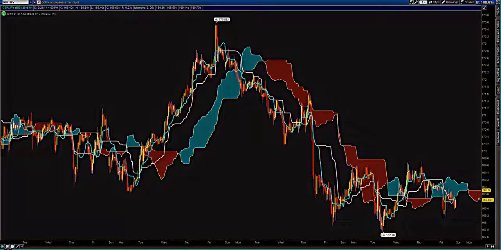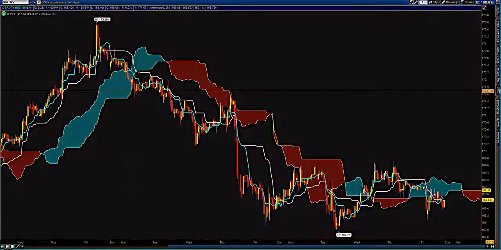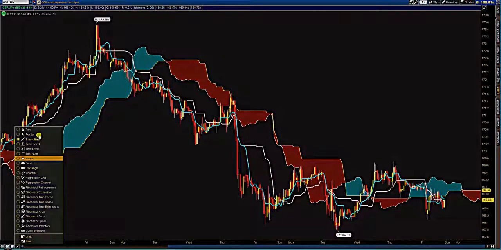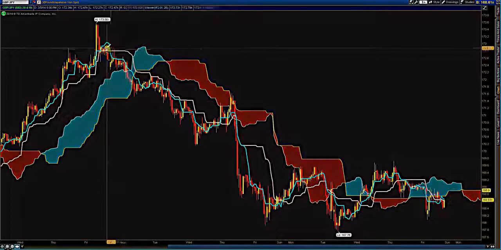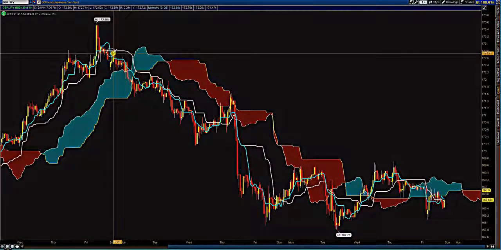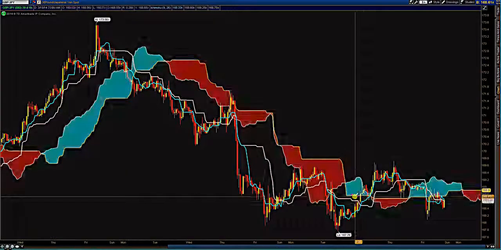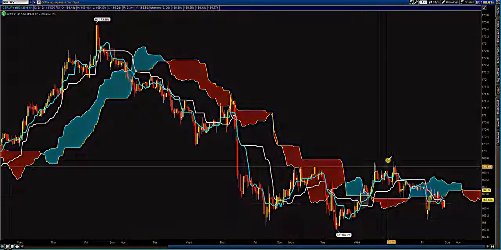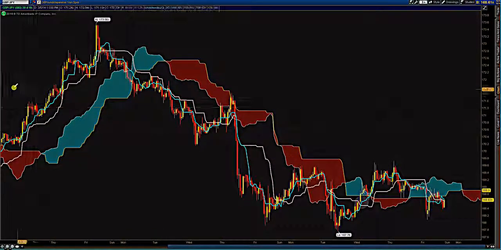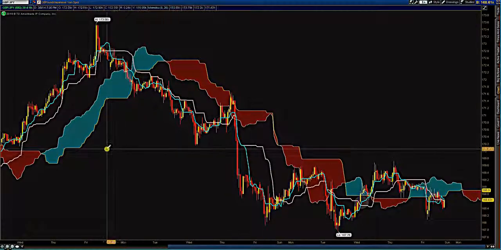Similar situation here. If the Tenkan-sen crosses below the Kijun-sen, in this case right here, that's a bearish signal. If it crosses above it, like right here, that's a bullish signal. Now, there are certain rules or things to know about trading the Tenkan-sen and the Kijun-sen.